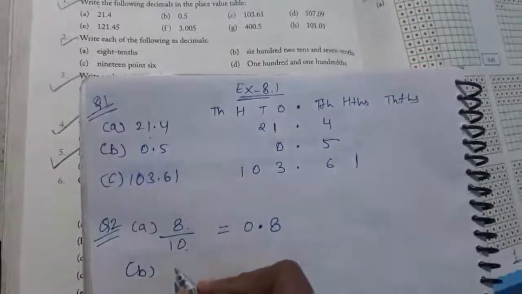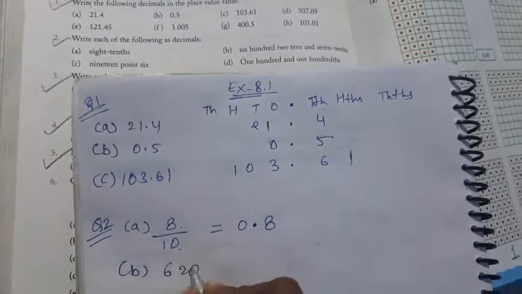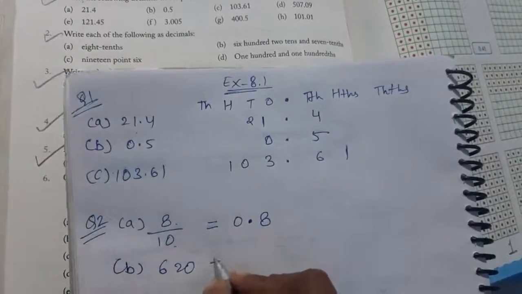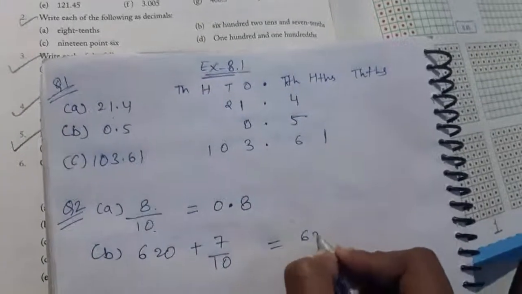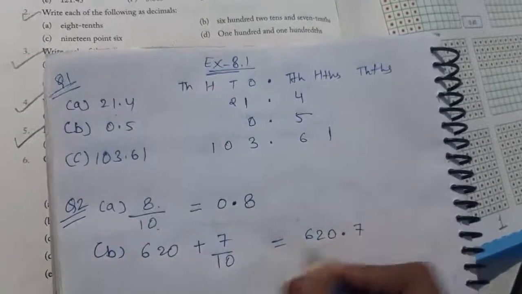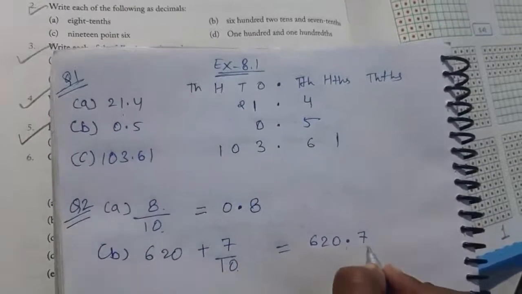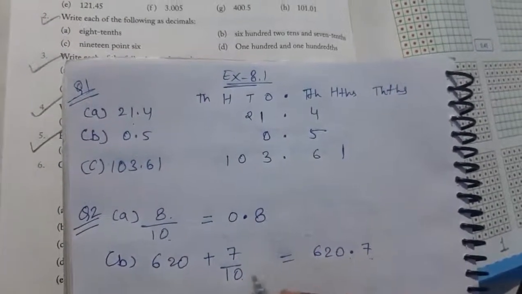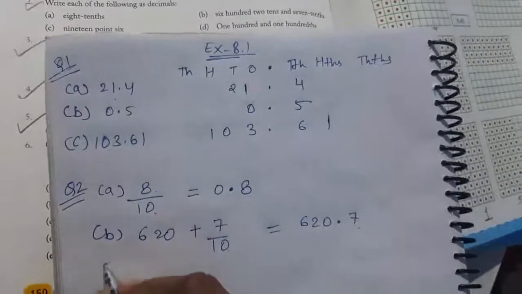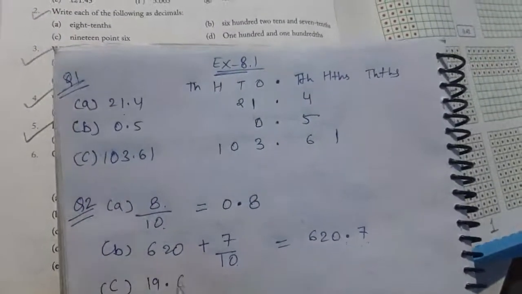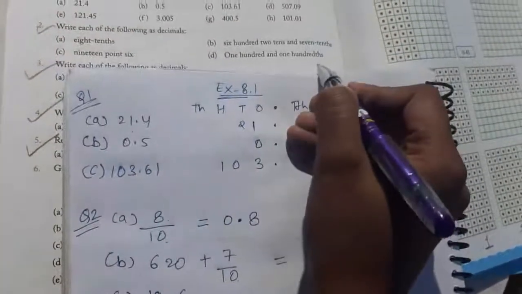Now next B, 600 2 10s. 600 2 10s, it means 20. 2 10s means 20. So 620 and 7/10, it means what will it become? 620.7, because the 10th is coming after the decimal point. After the decimal, the 10th comes, so 0.7 will come. Then 19.6, this is also a very easy way of writing. How will we write 19.6? 19.6.